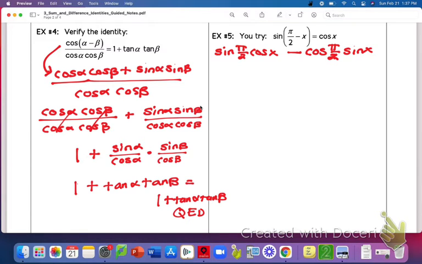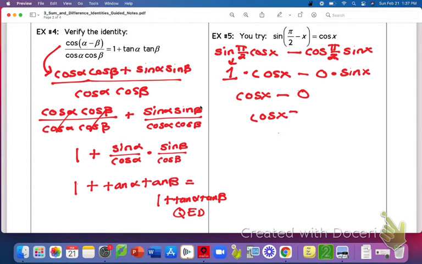So now the sine of pi over 2, let's think about that. Sine of pi over 2, that puts me up at the y-axis, so that would be 1. So this is 1 right there. 1 times the cosine of x is just cosine of x. So that becomes cosine of x. And then your cosine of pi over 2, isn't that 0? It should be 0 times the sine of x, which is just 0. And cosine x minus 0 is just cosine x, which is equal to cosine x, which is where we were trying to get to, QED.